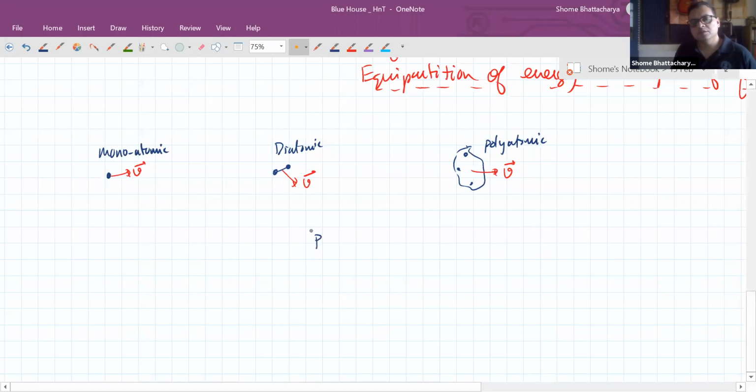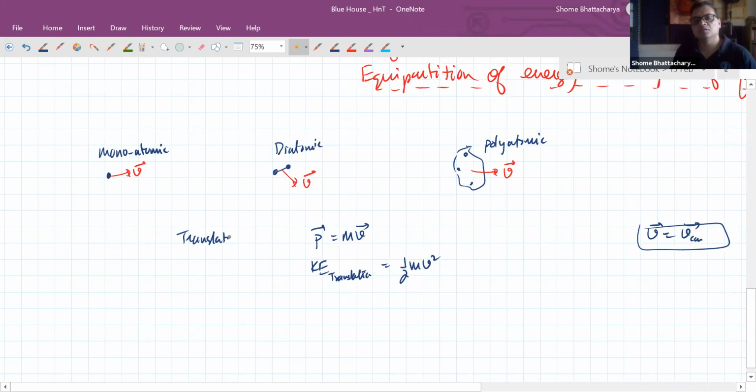Linear momentum is mass into velocity, and kinetic energy of translation is half mv square, where by v we mean the velocity of the center of mass of the molecule. So that is the translational momentum, or what in more common language we call linear momentum. You might have started rotational mechanics where you have studied about angular momentum also. So there are two types of momenta, angular momentum and linear momentum. Similarly, this is called the translational kinetic energy.